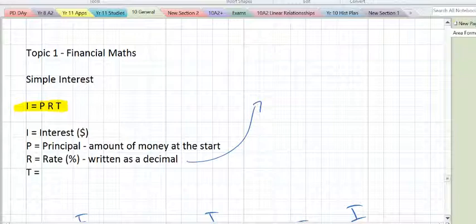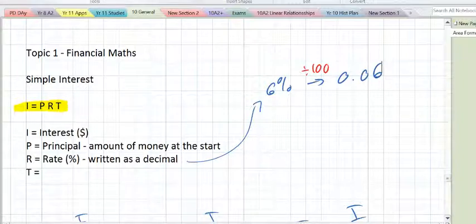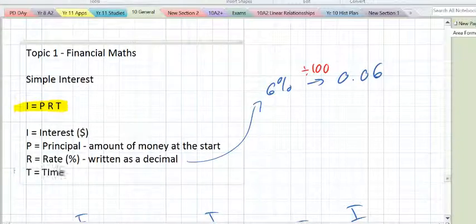Alright, so once again, if we have 6%, how do we get that to a decimal? You wrote it. 6 times 100. Close. Divide by 100. So it's not the times. When we go into a decimal, it's divided by 100. And that gets us 0.06. Okay? And lastly, time, as Bradley said, in years.